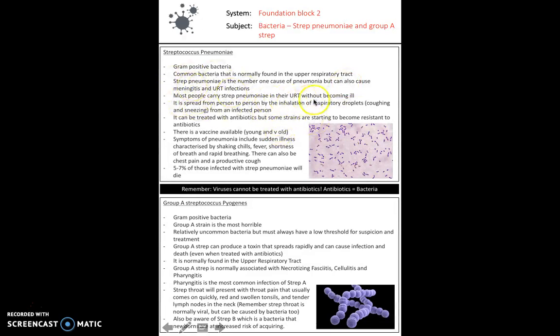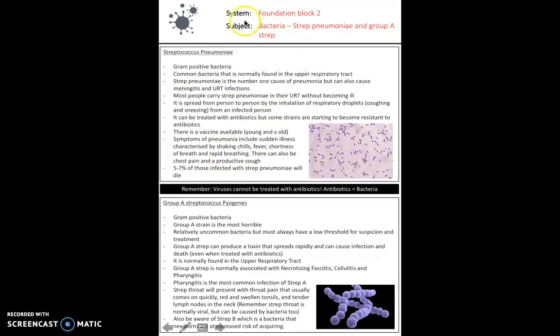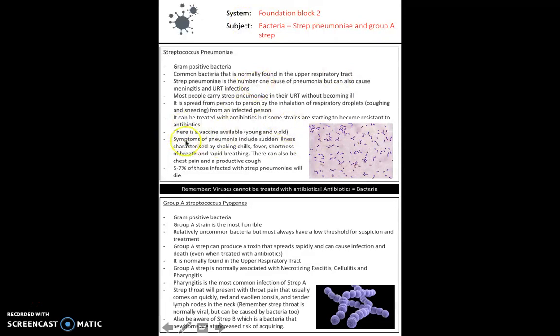Again, it's a bacteria that most people carry normally without becoming ill, and it can spread from person to person by the inhalation of respiratory droplets, which occur through coughing and sneezing. It can be treated with antibiotics, but again we're seeing the problem of antibiotic resistance coming through, though less so in strep pneumoniae. There is a vaccine available against strep pneumoniae which you can get at the same time as the influenza vaccine, and it's usually recommended that very young people and very old people have this vaccine.